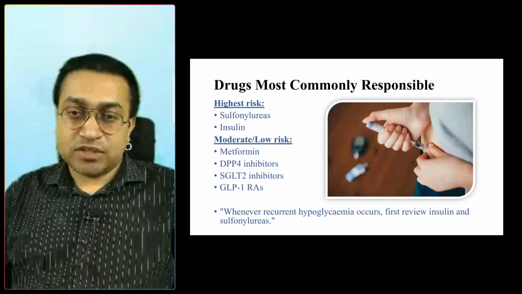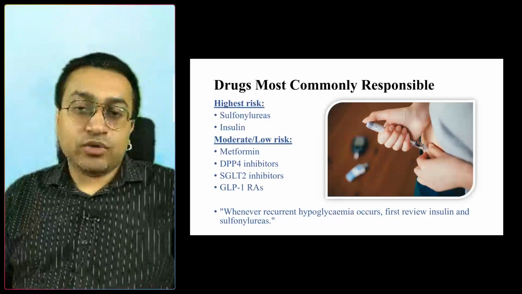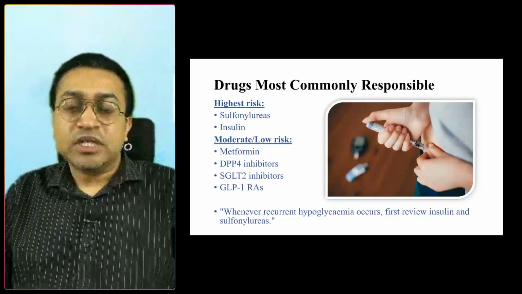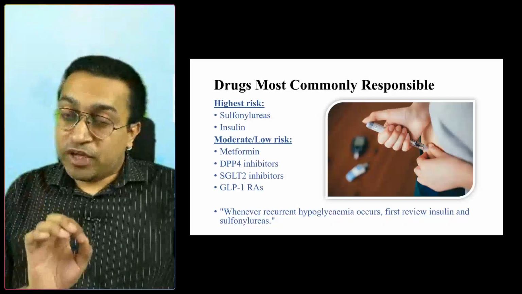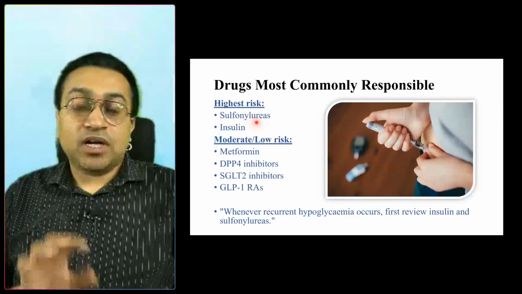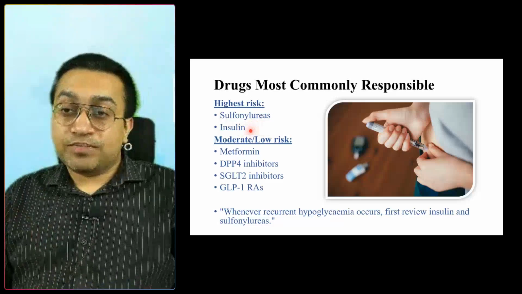Especially in the surgery phase. When the patient is posted for surgery, you definitely have to avoid sulfonylureas. You can continue other medicines, obviously with proper discussion and documentation, but with sulfonylureas, you have to be very particular. You cannot afford to give them to the patient when you feel that there are multiple high-risk episodes of hypoglycemia. Then the insulin.